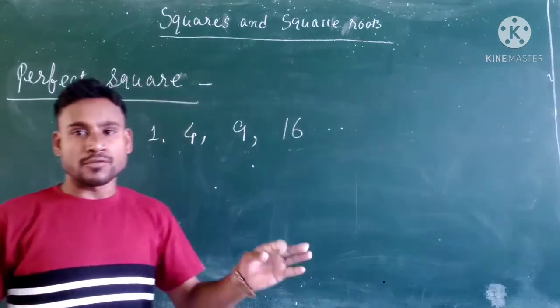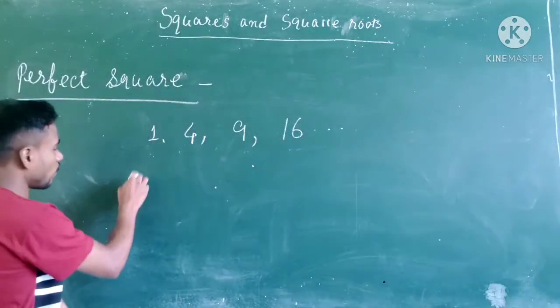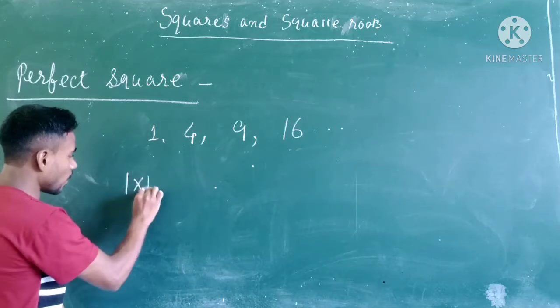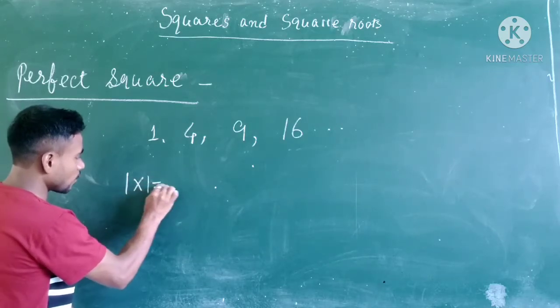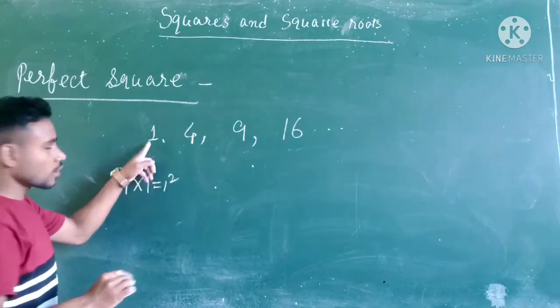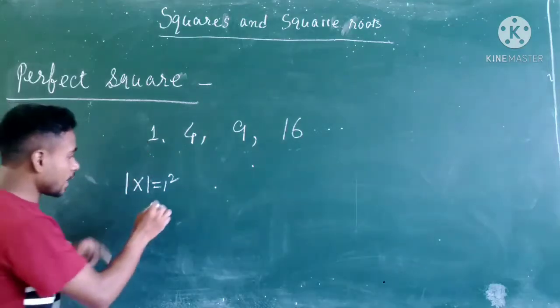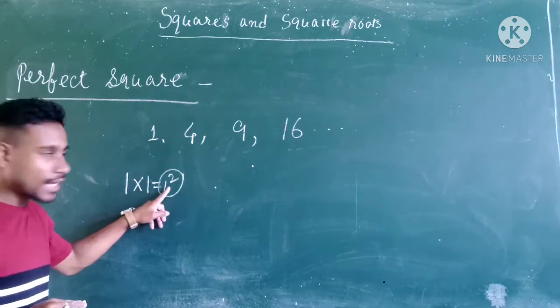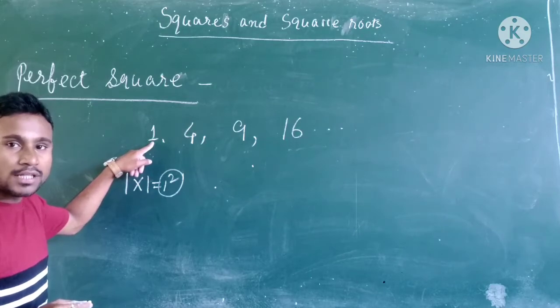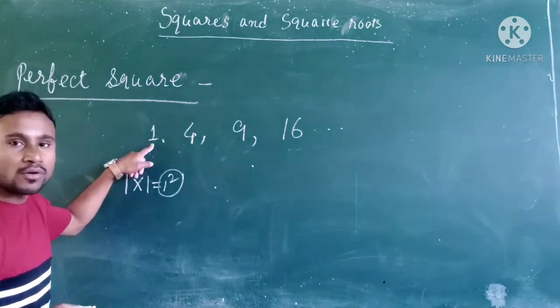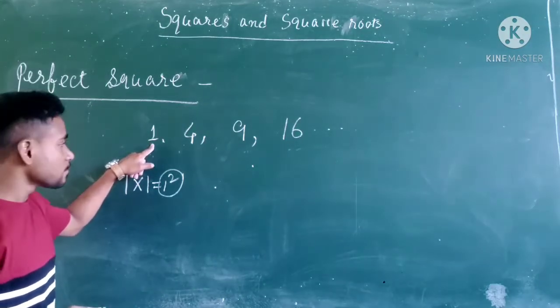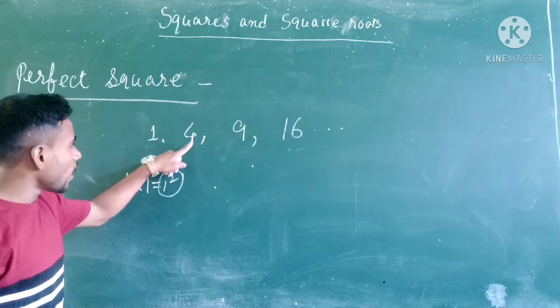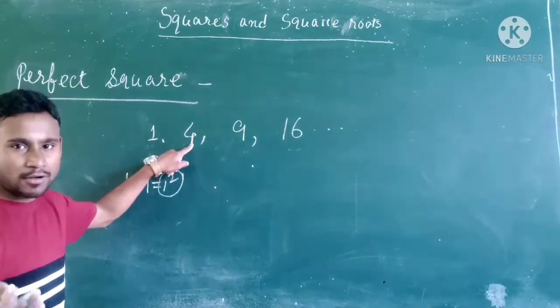Now see here, this is 1. Now 1 into 1 means what? I can write 1 square. So this 1 square means what? 1. That is, if I take the number 1 and square it, whatever result I get will be 1. So this 1 will be called what? A perfect square.